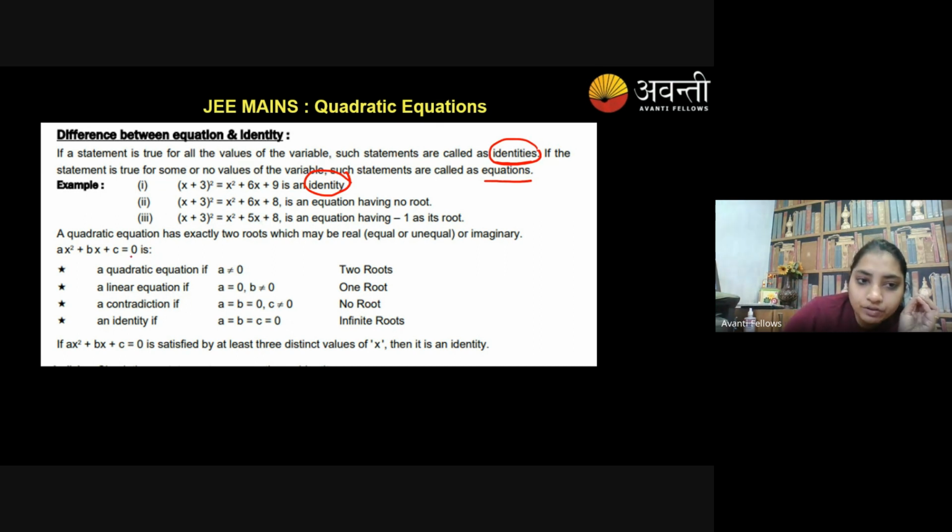Just have a look. When you're talking about a quadratic equation, you will have two roots. When you're talking about a linear equation, you will have one root. When there is a contradiction, there is no root. But what is an identity? When your equation has infinite roots. Clear?